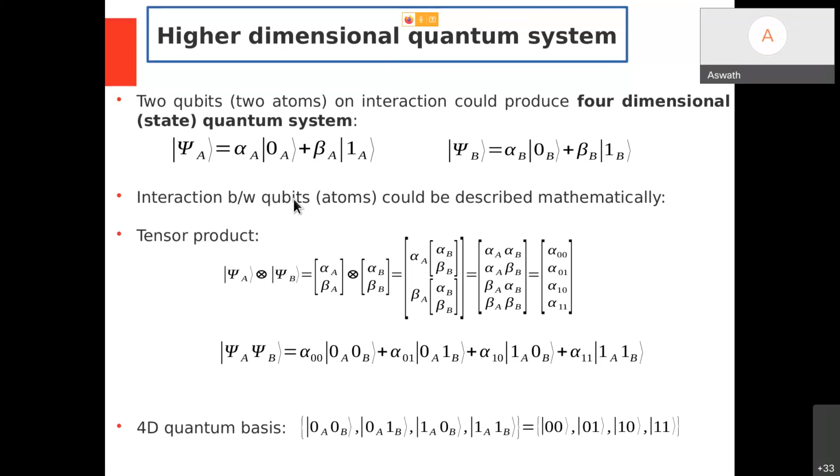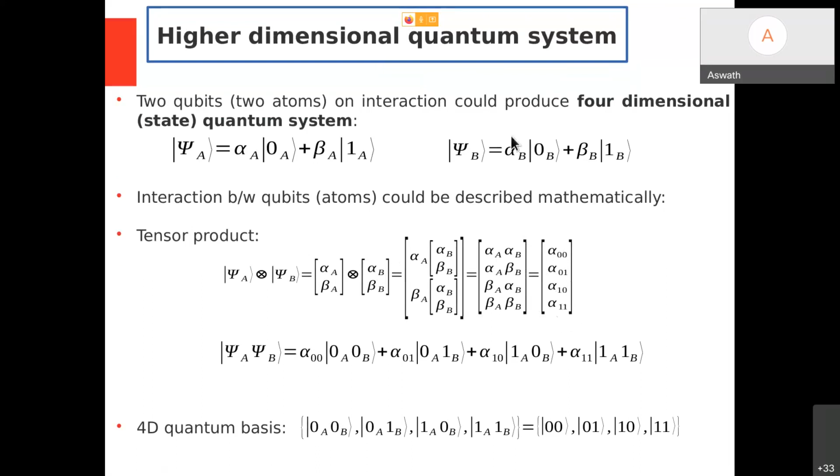By the way, I know the column or matrix representation for atoms A and B. Let me put it down and take a tensor product. When I take a tensor product, I take the first element and multiply it with both elements, so I get the first two elements of the product. The second element multiplied with both entries gives another two. Instead of calling them alpha A, alpha B, I will call it alpha 0 0. What I mean is, this represents both atoms in the ground state. This represents one in ground, one in excited. Similarly, the remaining two. The last one, both are in excited.